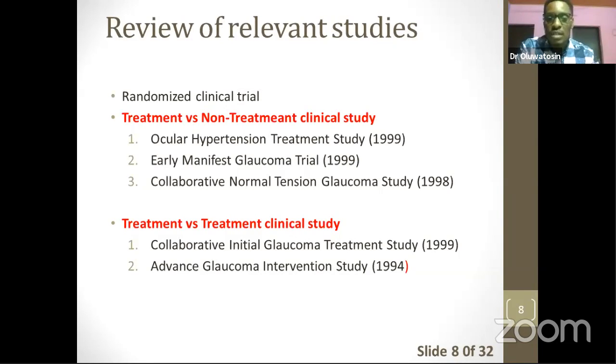Then we have the treatment versus treatment clinical study, where there are two groups that were placed on treatment. Under this, we have the collaborative initial glaucoma treatment study and the advanced glaucoma intervention study.